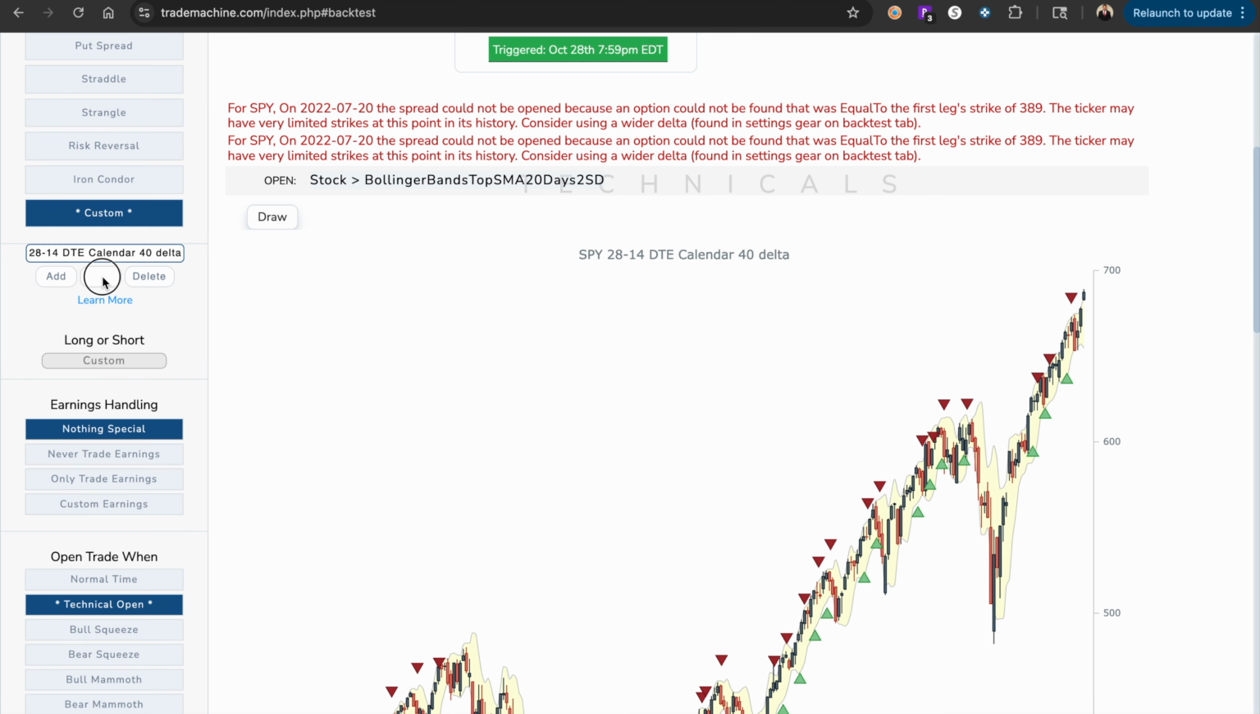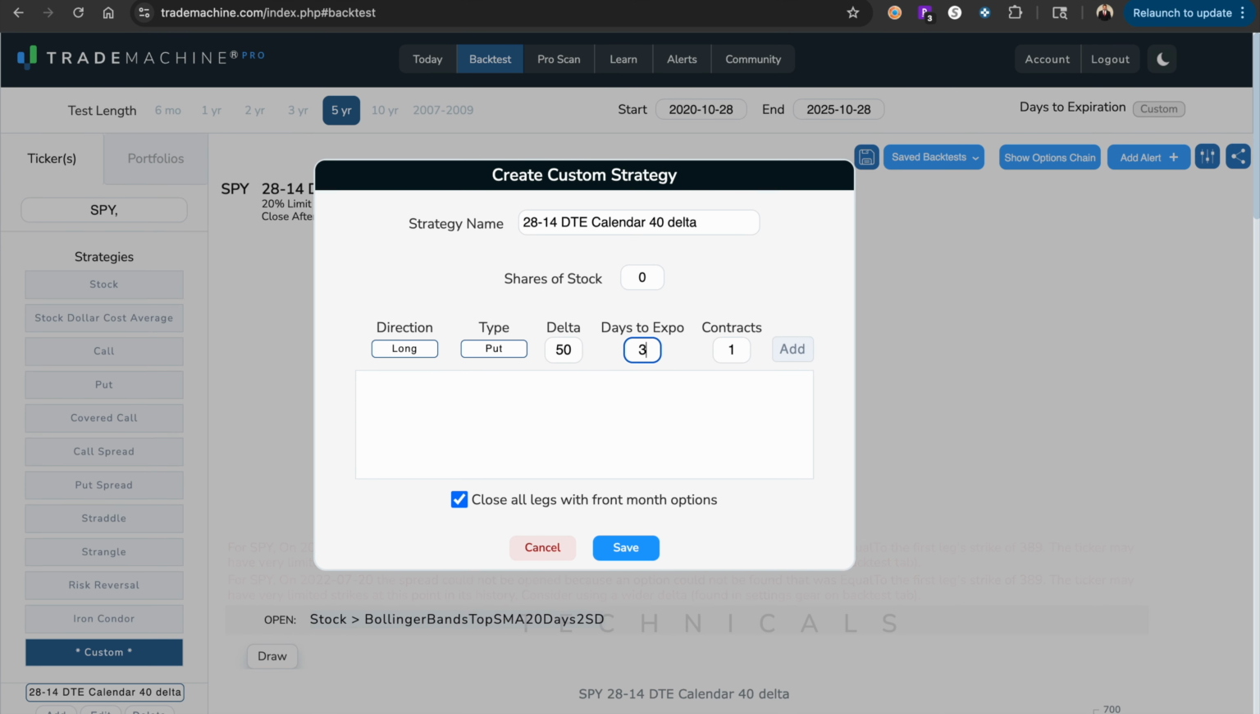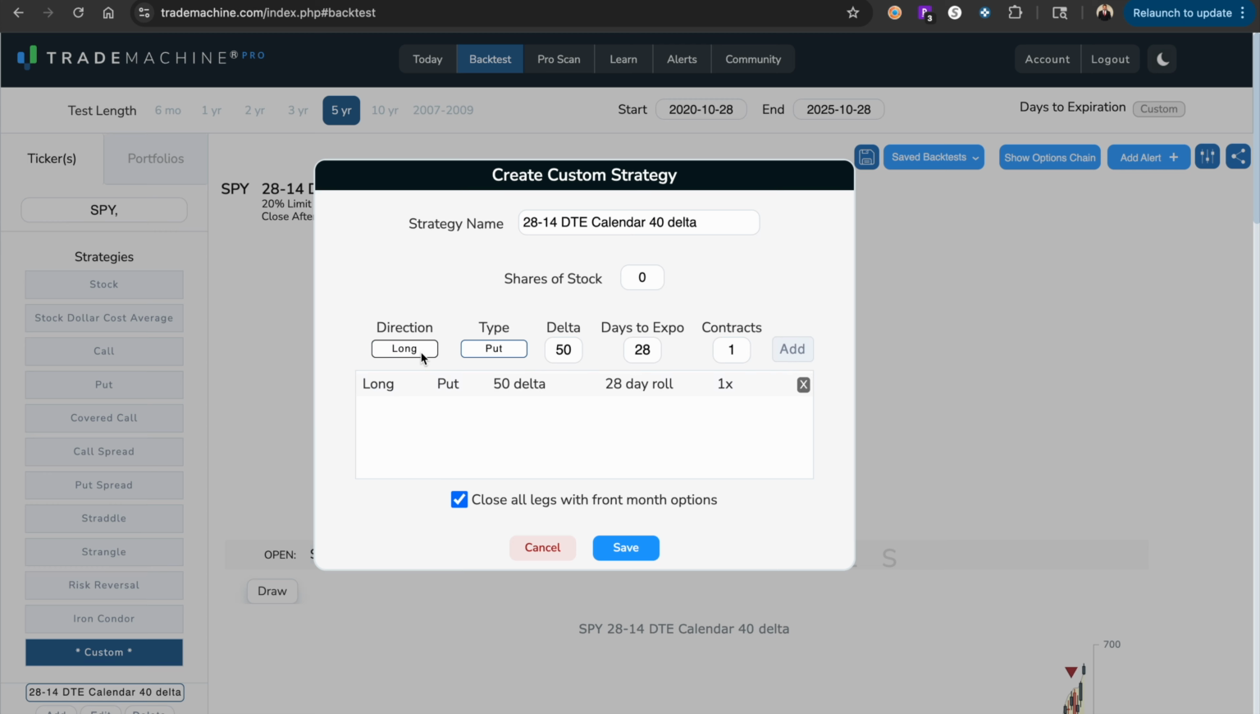Then we can actually change this up and make this, instead of a 40 delta, what would happen if we did just at the money delta, meaning a long 50 delta trade that has a 30-day expiry. I know I said 20, let's say 28 days. It doesn't really matter, 30 versus 28, and then 50. So we'll do 14, and let's see how this does.